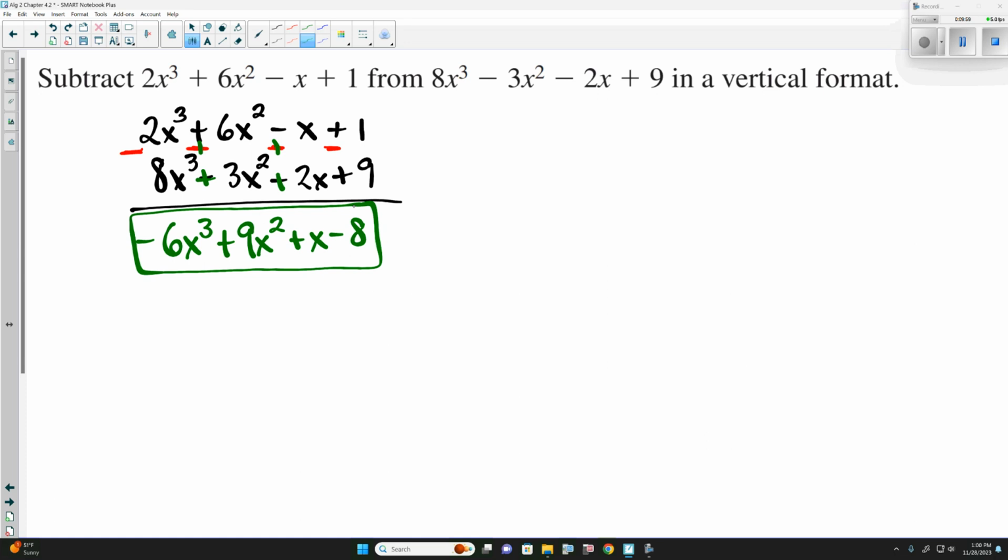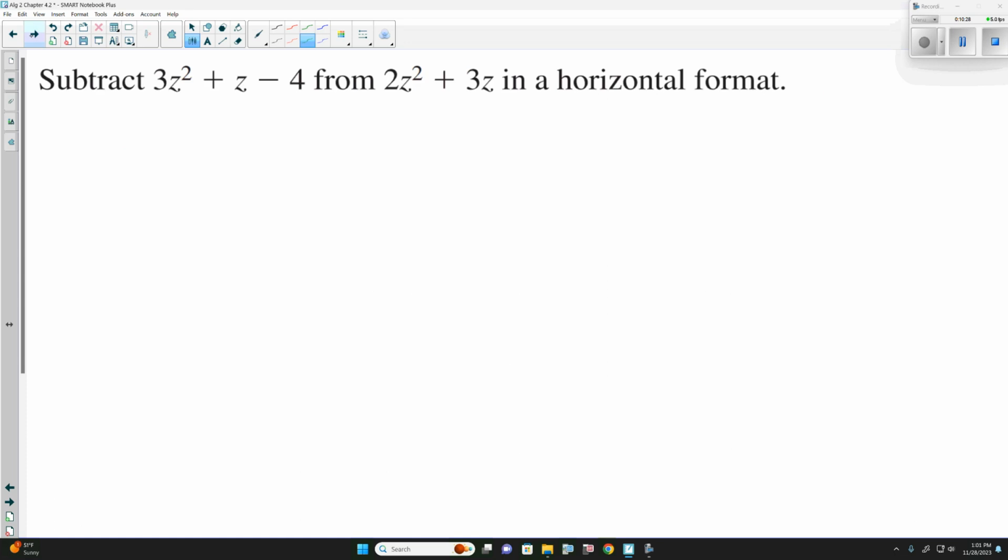So subtracting vertically does help us with some of the signs, making sure we do have the correct signs. But again, I think we're a little more used to doing these horizontally than we are vertically. Questions on this one here? We ready for the next one?